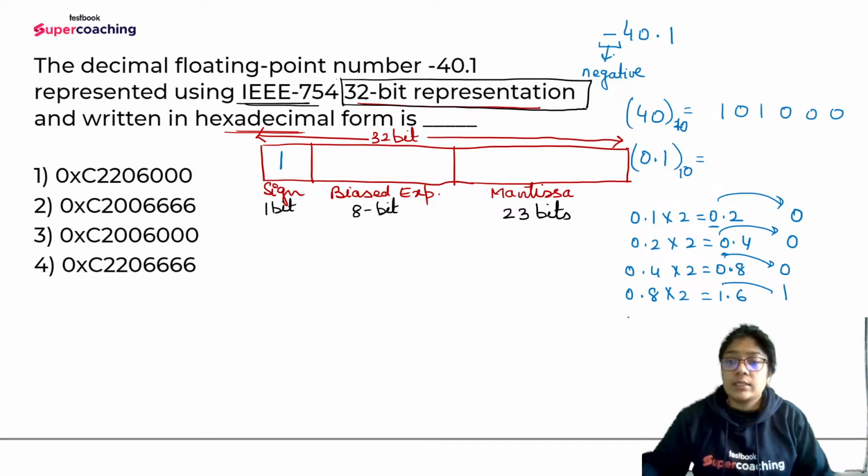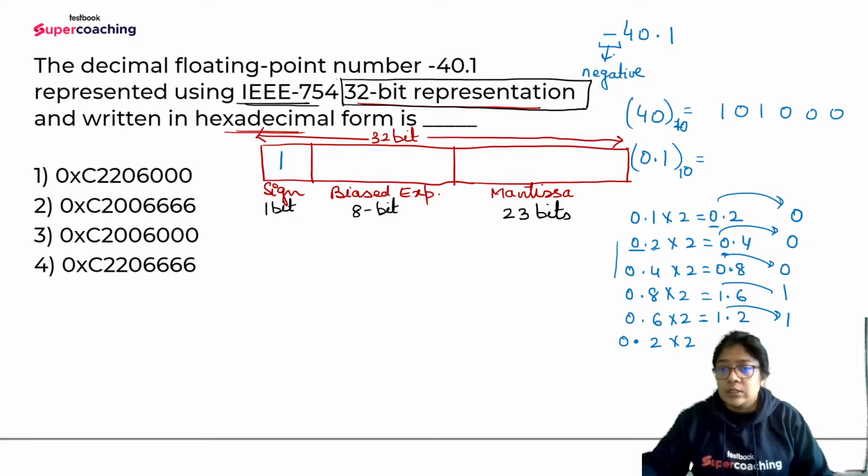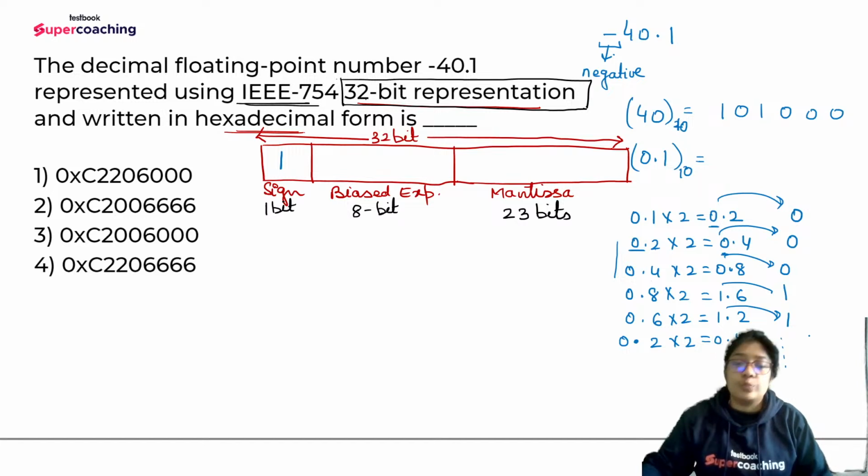1 here. Then is 0.6 into 2. That is returning 1.2. Again, 1 is coming here. फिर 0.2 आ गया. उसके बाद फिर से यहाँ से start हो जाएगा. So it will be returning 0011, 0011. 0.4. So again there is a loop.